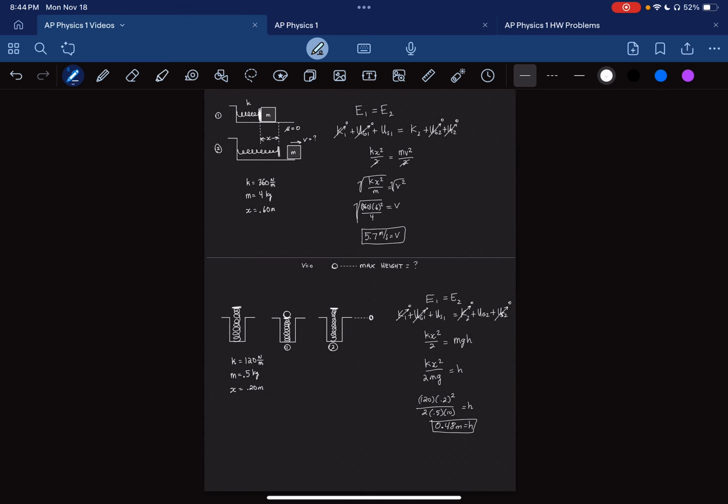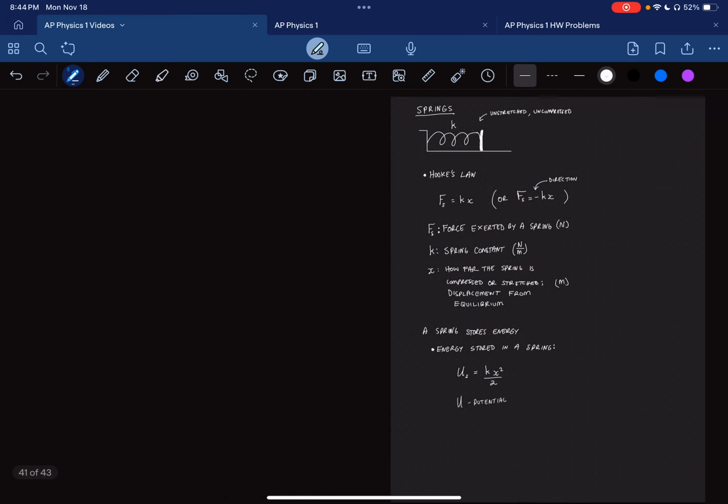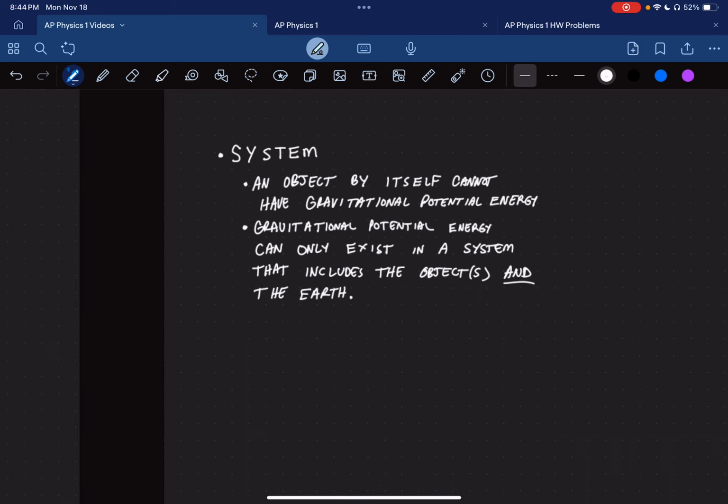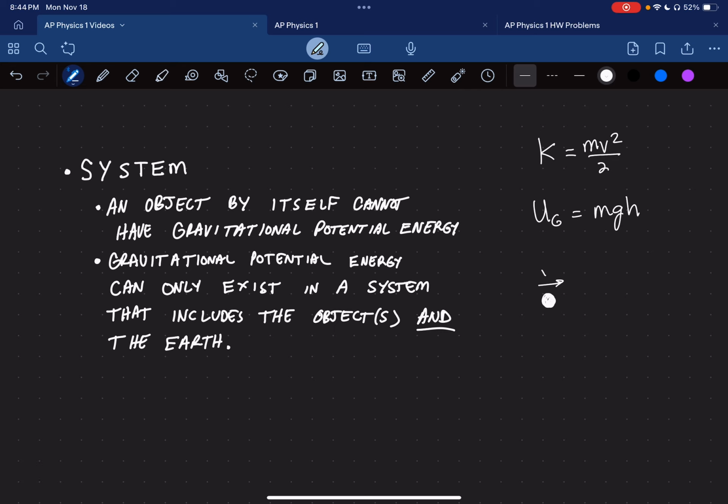Those are all the examples for this about springs. Might as well add this little piece here about a system. Let's write this down. An object, let's say it's a ball, and let's say it can be moving. An object can have kinetic energy. It has a mass, it has a speed, so we can calculate its kinetic energy.